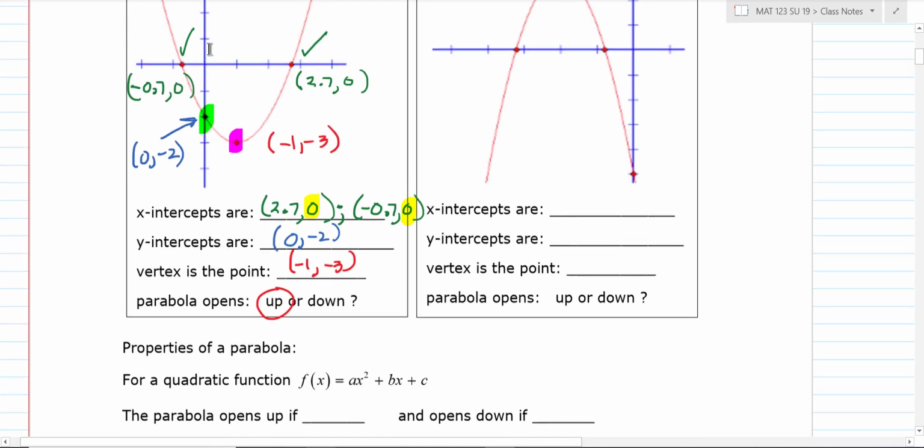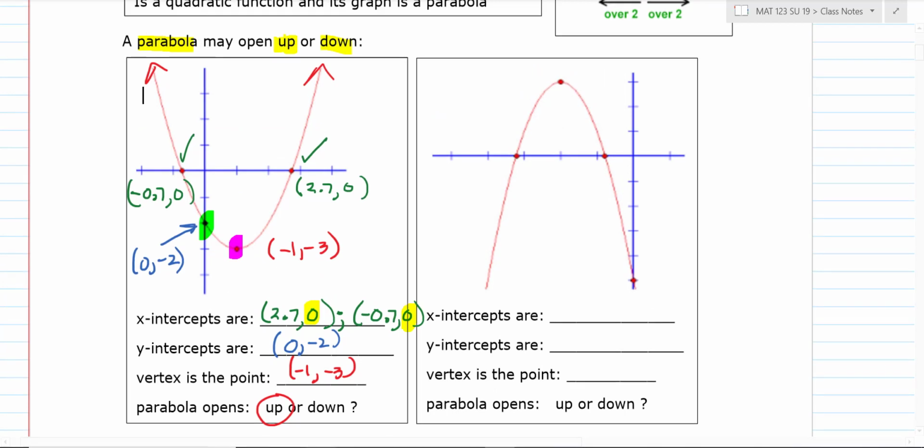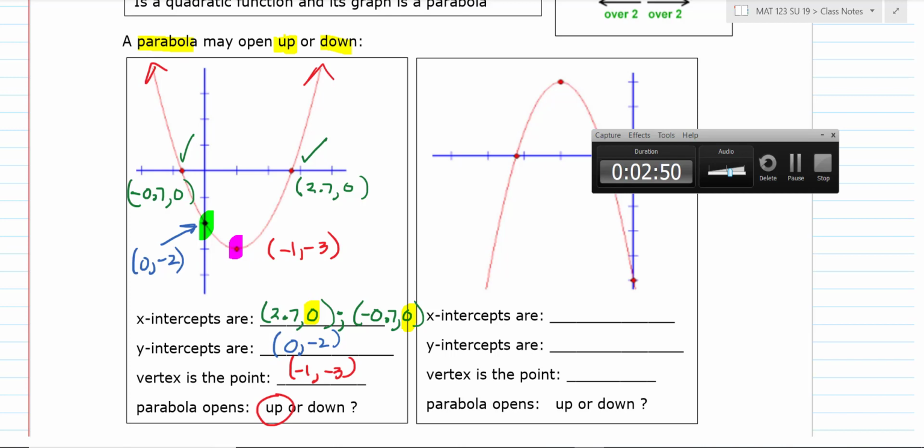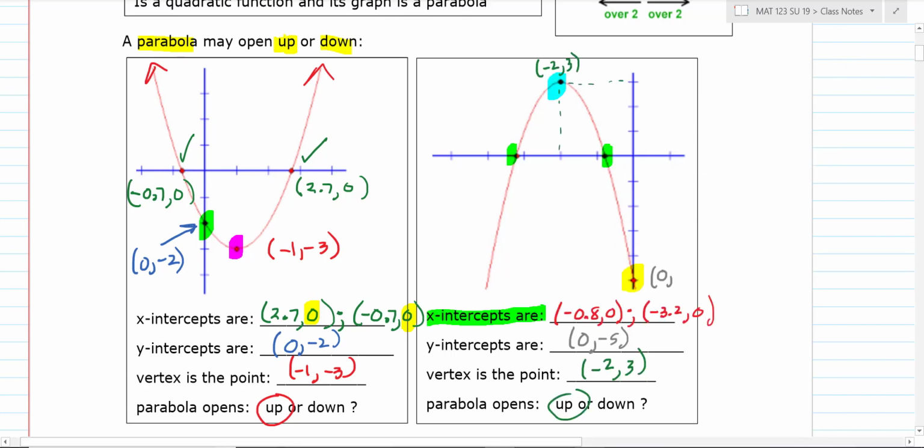All right, so what I want you to do is look at this next diagram and quickly fill out this second one. Now check and see if you got this right. The x-intercepts are estimated, so hopefully you're close. What I wrote on this one was negative 0.5 right there, then negative 3.2.